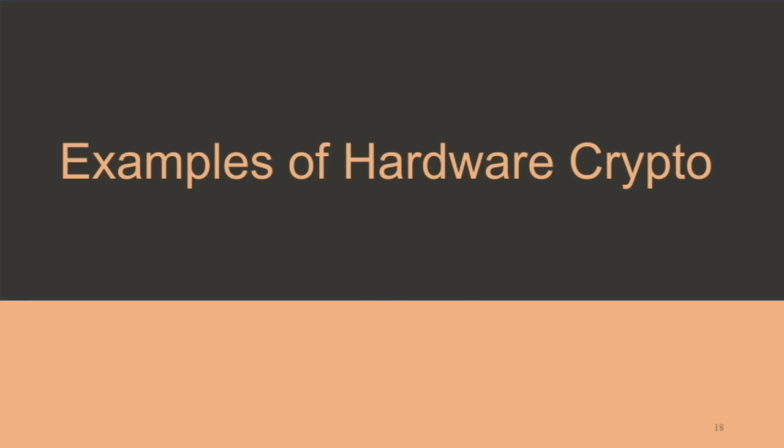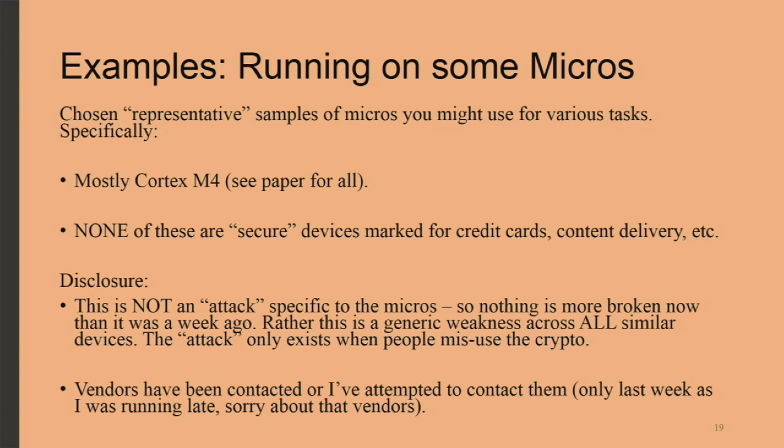So I said I was going to do hardware crypto. I said I was going to break some micros, so let's do it. I've chosen some representative samples. I've basically chosen a few different micros that you might use for various tasks. Mostly Cortex M4. They're not secure devices, so they're not marked for content delivery or in your credit card. Some of them find their way into crypto wallets anyway. You can take a look and see which ones get used.